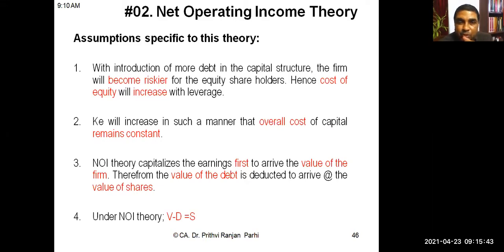Sir, more risk, more expectations. You will be expecting more because you are taking more risk. Is it not? When you take more risk, your expectation will be more. Suppose in a project you are expecting 20%. Another project is more risky, then you will be expecting more. The same concept this theory is saying: when the firm takes more debt, it becomes riskier. When it becomes riskier, then equity shareholders will expect more. When they expect more, that means cost of equity cannot be constant. Cost of equity will go up. Therefore, the cost of equity will increase with leverage.